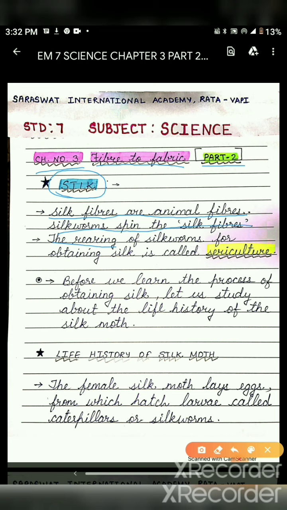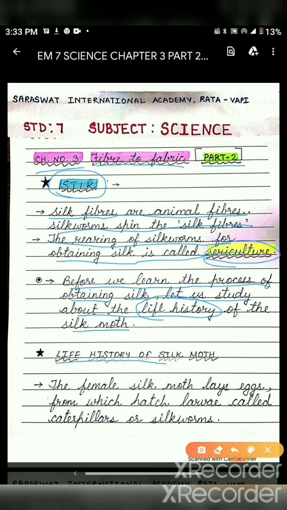The rearing of silkworms for obtaining silk is called sericulture. The business that is done for obtaining silk from the silkworms is called sericulture. Before we learn the process of obtaining silk, let us study the life history of the silk moth.